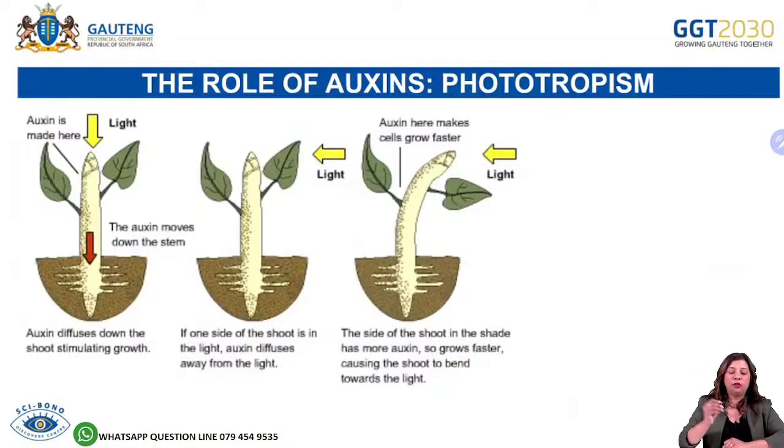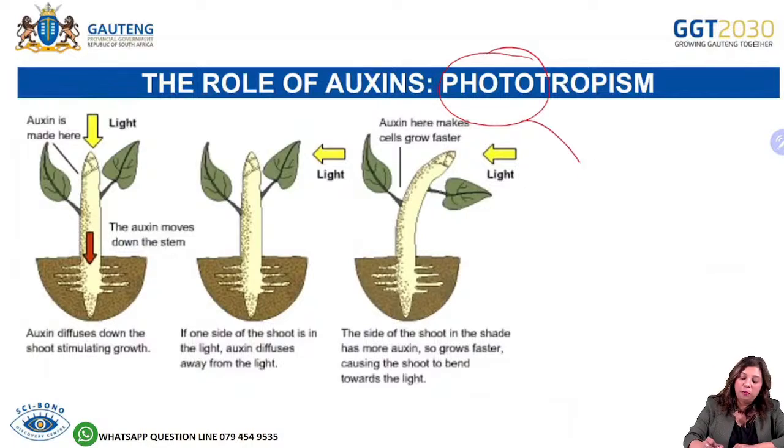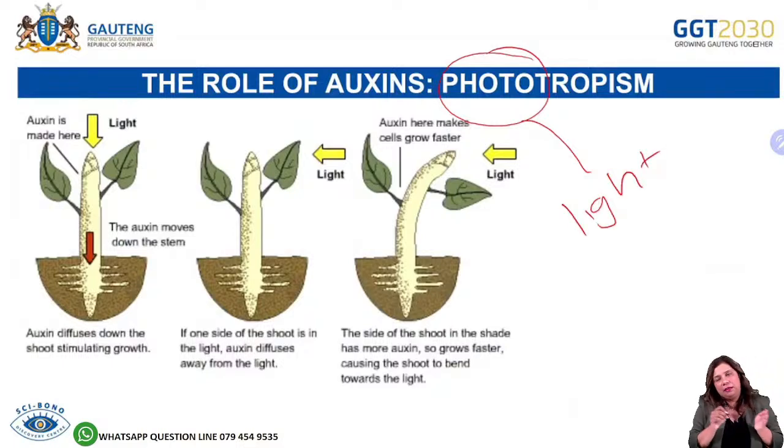Okay? So let's talk about the role of auxins. Auxins is responsible for phototropism. So obviously that would be movement of the plant towards a stimulus, which in this case is light. Therefore, photo meaning light. Tropism meaning turning towards. So if there's a light shining at me, I will turn towards it. That is phototropism. Okay?